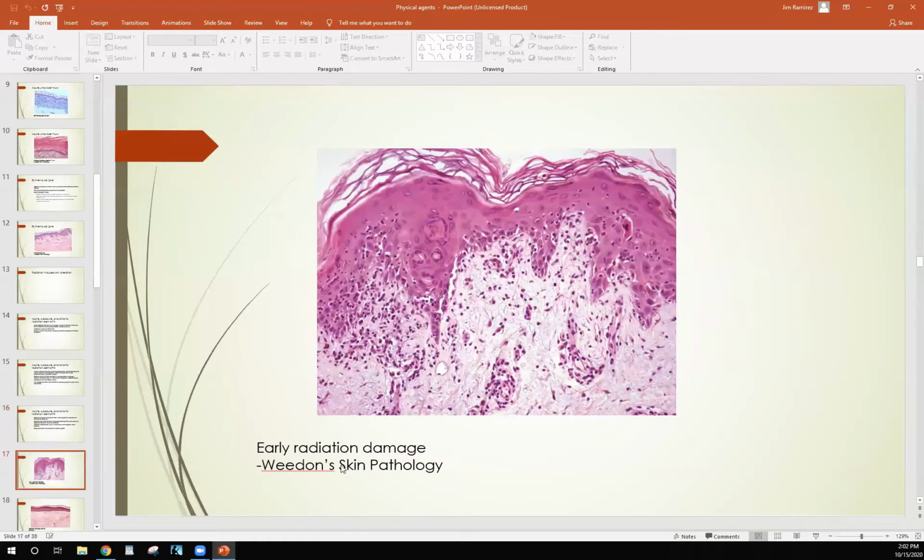So here's an example from Weedon of early radiation change. And again, it can resemble a lot of an interface process. You have dyskeratotic cells, mostly confined to the basal layer, but you can have them throughout the epidermis. You can think of things like fixed drug eruption or GVHD, so important to correlate with the clinical.